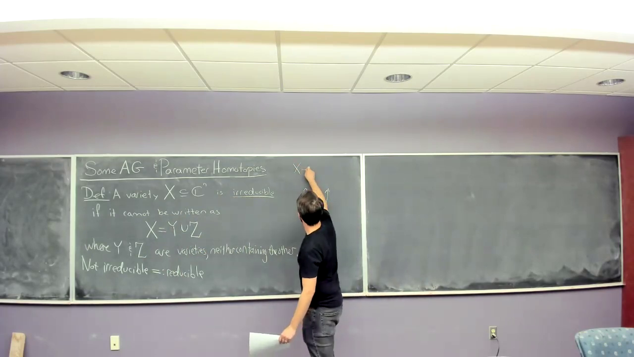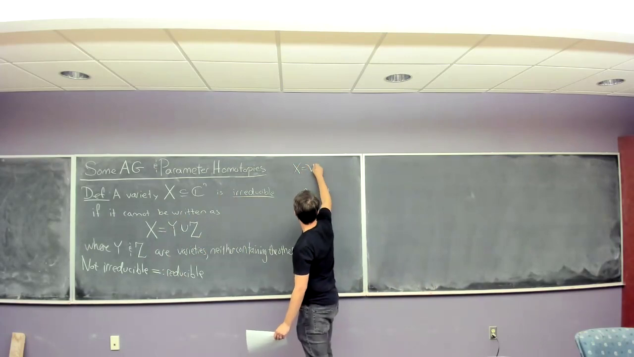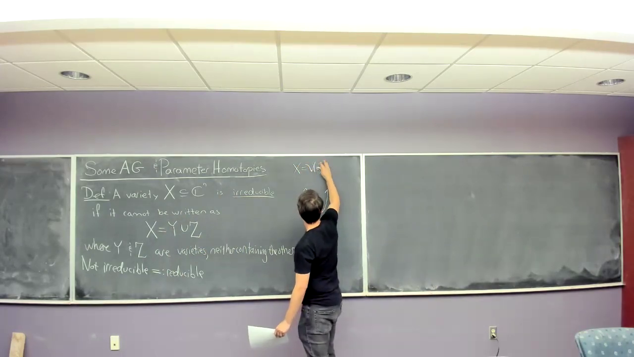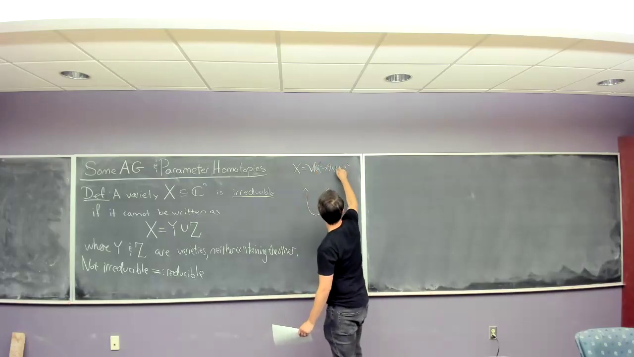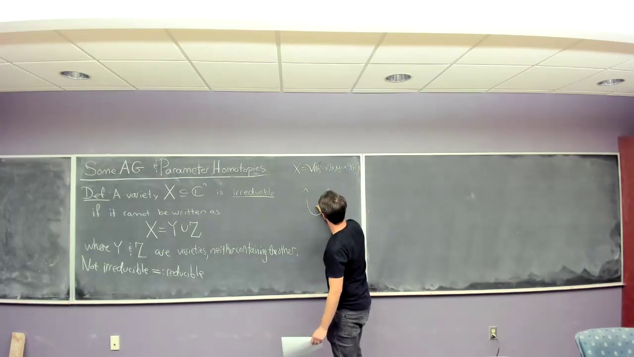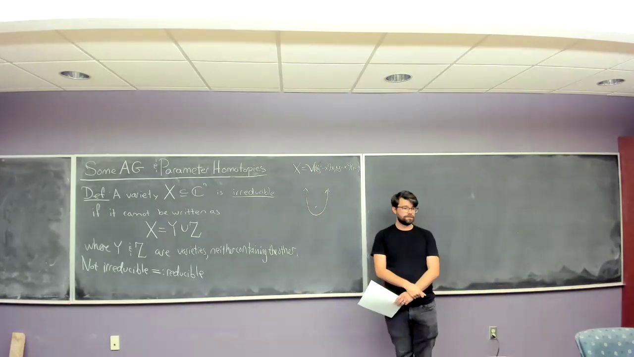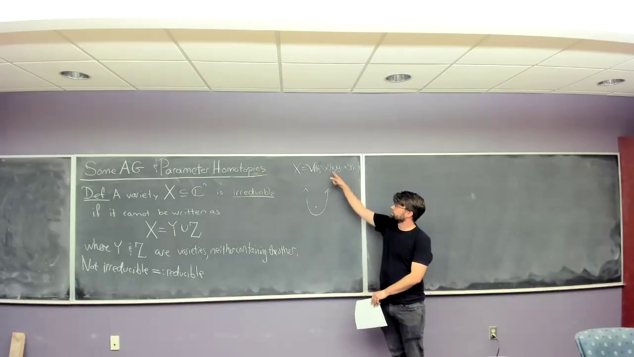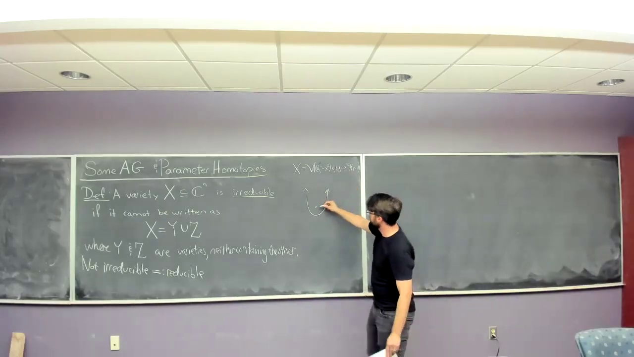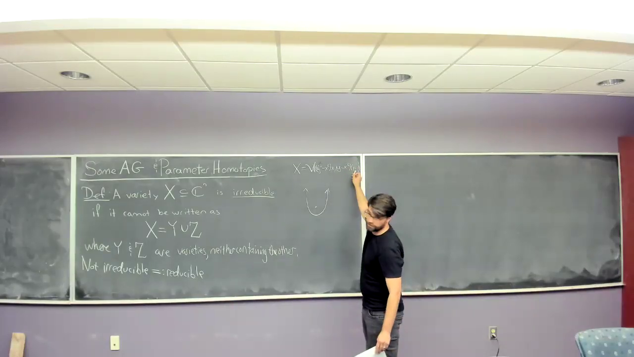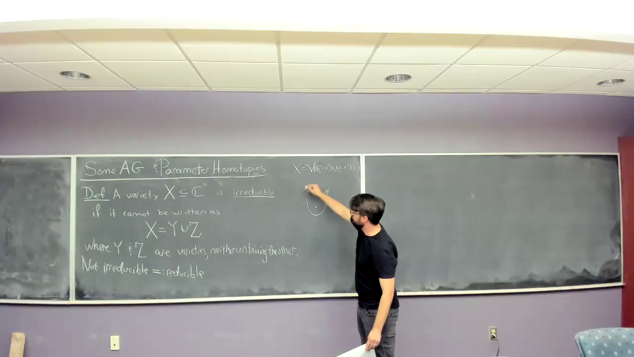Let's take, for example, this reducible variety. I have written the union, equations for the union, the equations for this point, x and y minus 1, and this parameter.